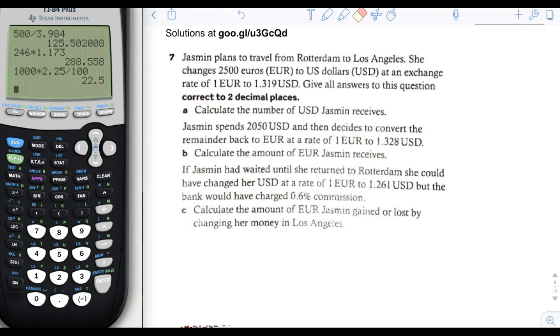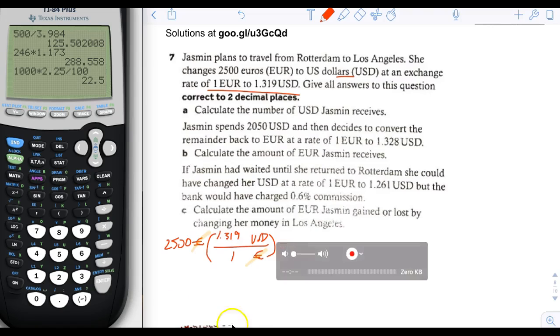Okay, so she receives, let's see. She starts with 2,500 euros. So let's write 2,500 euros. And we need to convert that to US dollars, and we're going to use this exchange rate. So the exchange rate, the domino, is going to have euros on the bottom and US dollars on top. We know that because the euros are going to cancel out. So 1 euro per 1.319 US dollars. Okay? And then we're just going to multiply it out and give the amount.